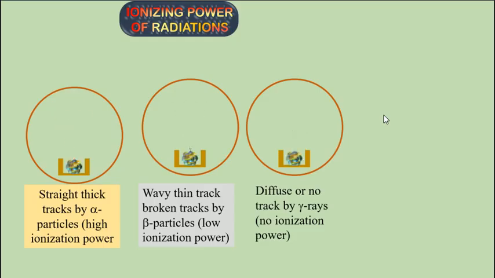Ionization power. Now, arranging them in their ionization power from the biggest to the lowest: alpha, beta, gamma. From lowest to the highest: gamma, beta, alpha. So now, that gives us the ionization power.